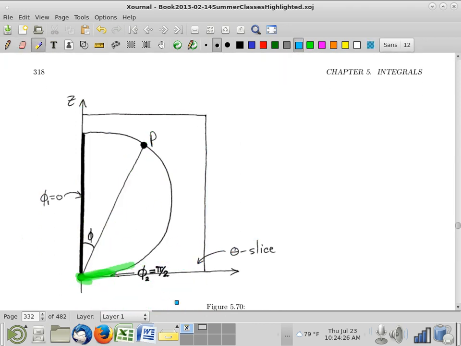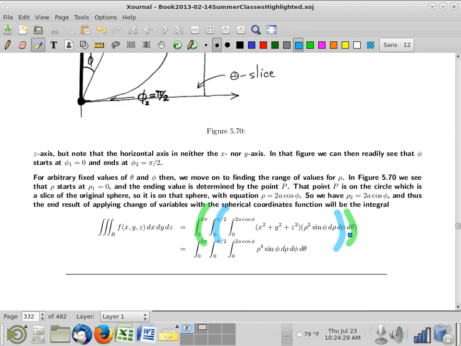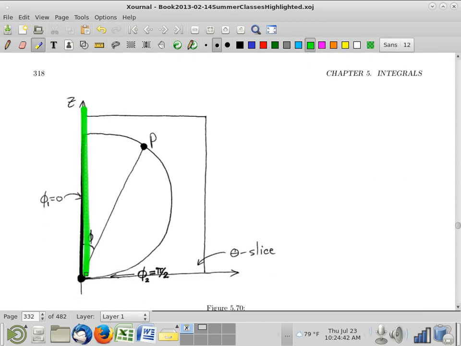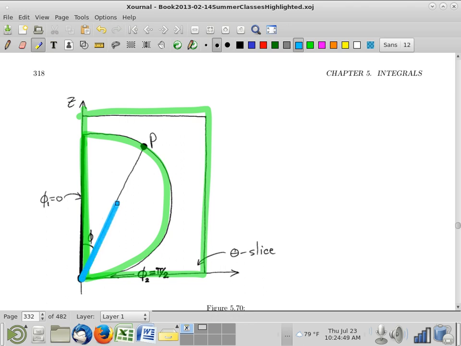Now, I want to focus my attention. Keep in mind, we had theta chosen. Now we have phi. We have a range of values of phi, so we're going to choose a value of phi. So on this theta slice, I'm going to choose an arbitrary phi slice of that theta slice. And now it's on that phi slice of that theta slice that I want to know what's the range of values of rho. So on this picture, rho starts there. Rho ends at that point. So what can I say about rho at these 2 points?